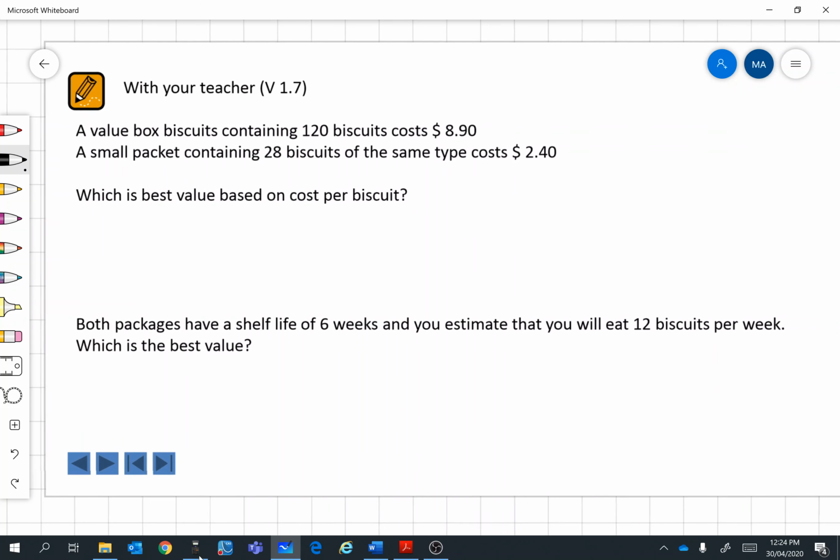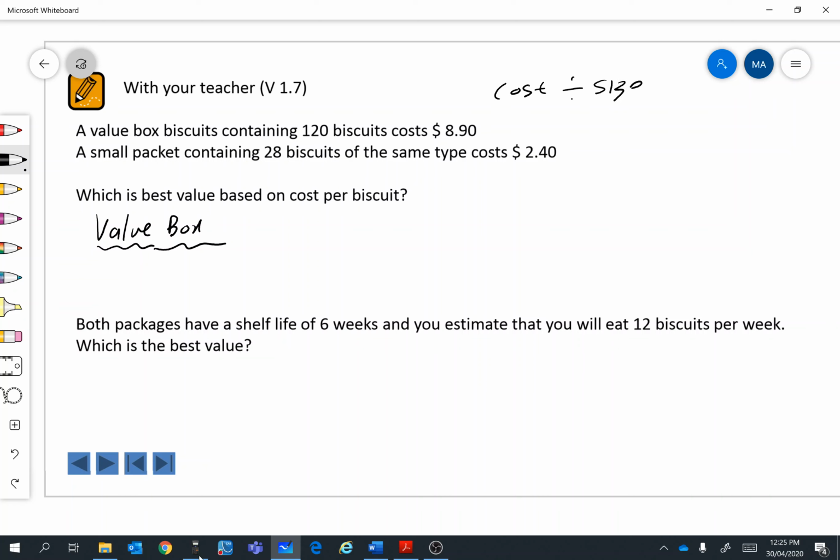Let's look at this example here. It's slightly different. Rather than using a cost per mass, we're going to compare these two boxes of biscuits on a cost per biscuit basis. Okay, so let's see which is the best value. We've got the big value box where you can buy in bulk. So remember, once again, we're going to be doing cost divided by size, but really it's just the number of biscuits. So cost divided by number of biscuits.